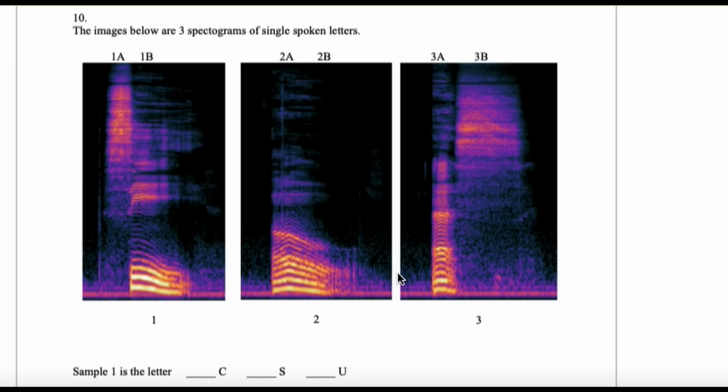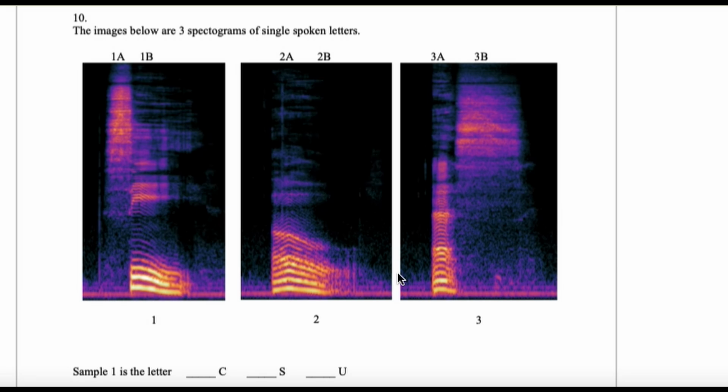So here are 3 spectrograms of the human voice speaking 3 different letters. The possibilities are C, S, and U. Those ones were specifically chosen because they're sort of an extreme case of filtering.